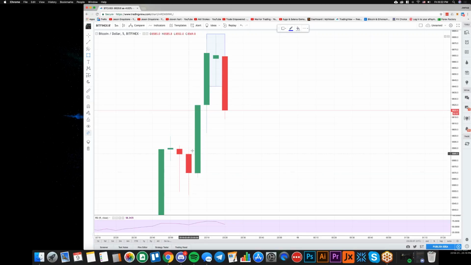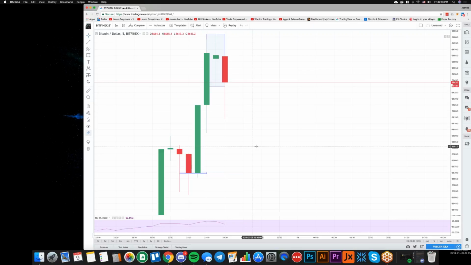Remember, the wick represents the area that the price traveled during that time period, but the actual body represents where it closed. So the price closed at this point, 8570.3, and it opened at the exact same point, because typically where a candle closes is where it opens. Now, there is a little bit of wiggle room on that with cryptos because of the lack of liquidity and increased volatility.